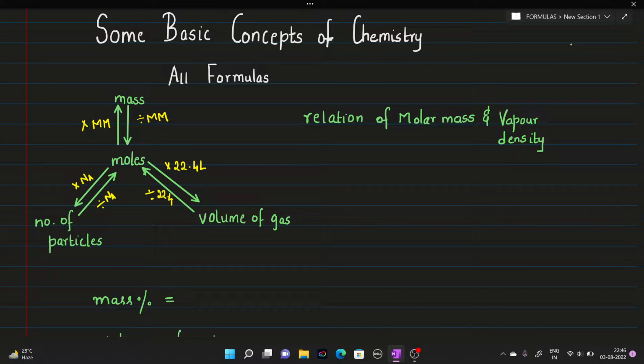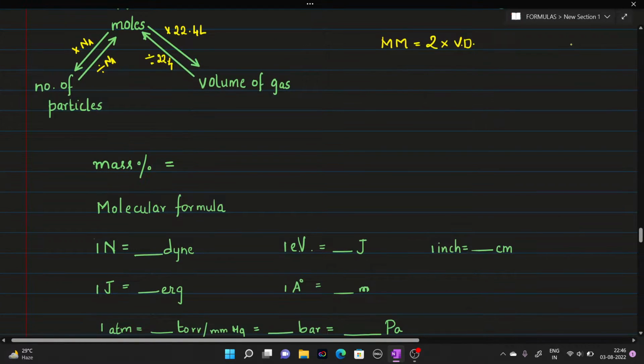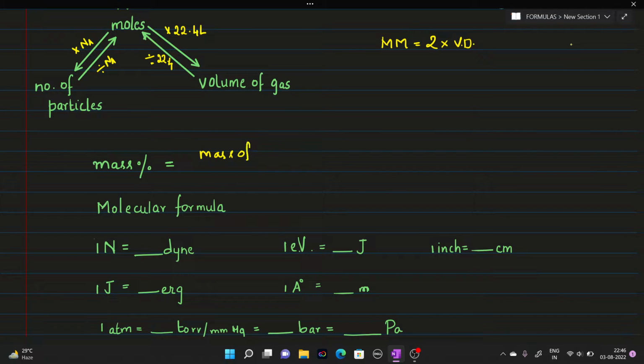Next is the relation between molar mass and vapor density. Always molar mass is 2 times vapor density. This is useful many times in questions of empirical formula. After that comes mass percentage. Mass percentage is the mass of that component divided by the total mass of the compound.